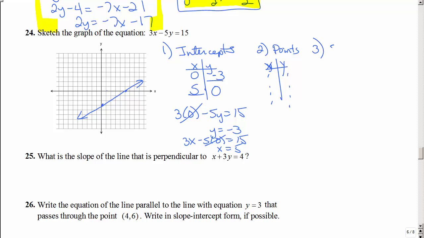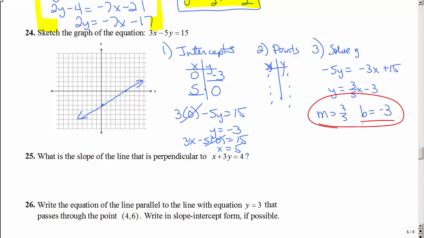The third method is to solve for y. All right, so I could do that. I'm going to subtract 3x from both sides, and then I'm going to divide by -5. And I could say, hey, the slope is 3/5 and my y-intercept is -3. So could I graph it that way? Well, -3, same thing. Slope is rise over run, and I get the same line. So lots of different methods, but what we're grading is the graph of that line.